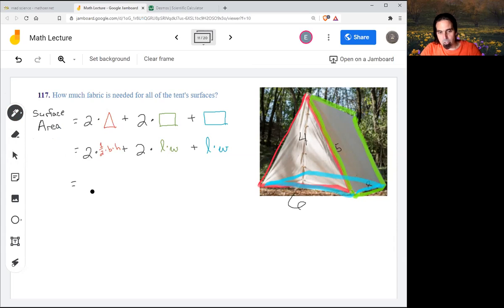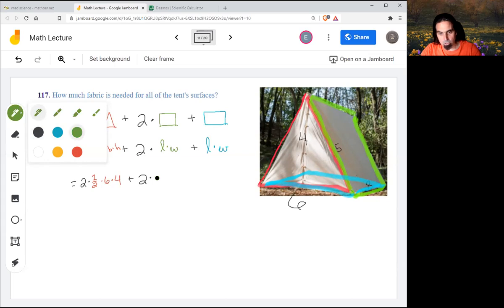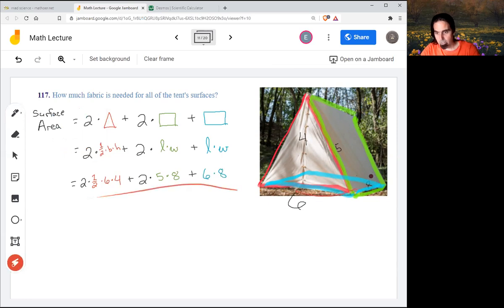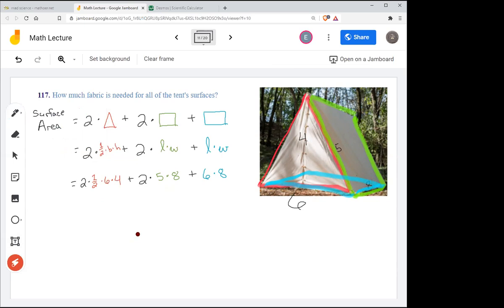Then I finally put in the measured numbers. So 2 times 1/2 times the base of the triangle was 6 and the height was 4. And 2 of the green rectangles, which were 5 and 8. And just 1 of the blue one, which is 6 and 8. Everyone okay with me plugging in my measurements? Yeah.